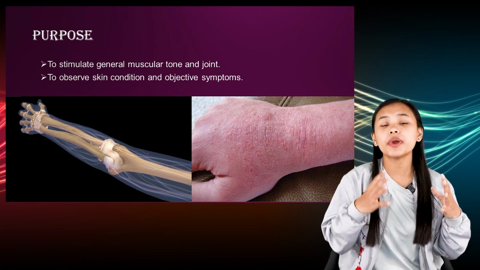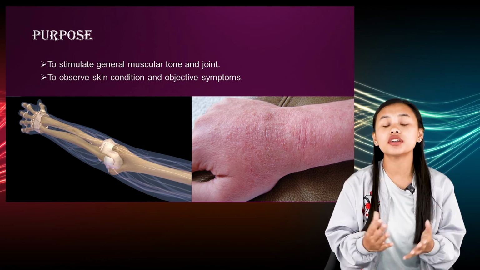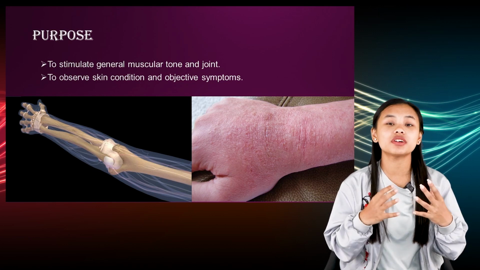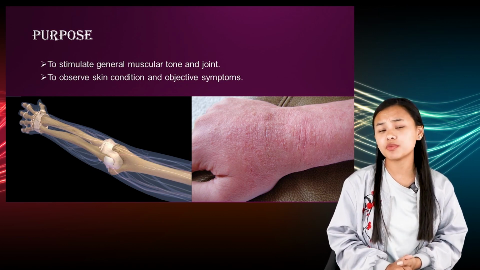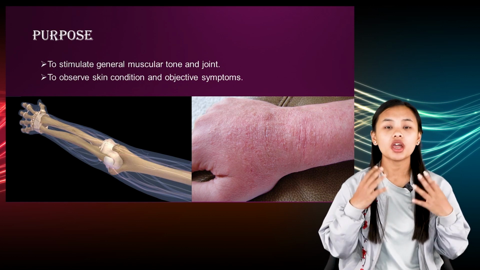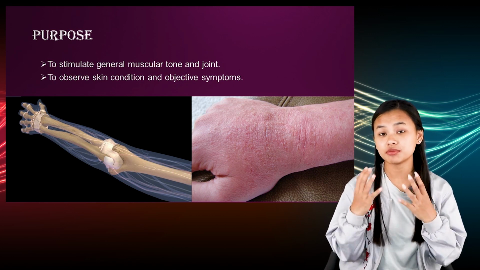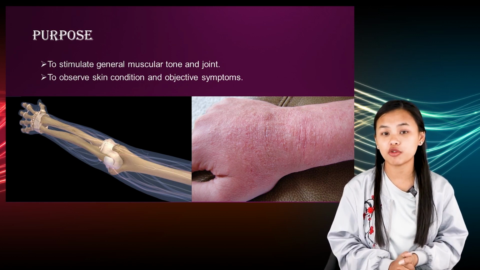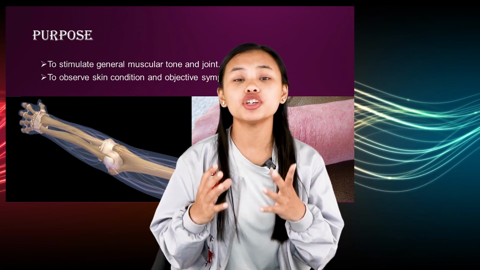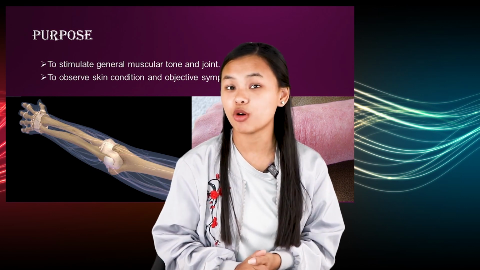The fourth is to make the patient comfortable as well as to induce sleep, because here if one feels that he or she is clean and fresh enough, then they will be comfortable. And this sponge bath is also one of the methods which will help the patient to induce sleep. The fifth is to observe the skin condition as well as the objective symptoms. So here when you are providing a sponge bath, you will also get a detailed idea of the skin condition of the patient, right? So these are the various purposes of providing a sponge bath.